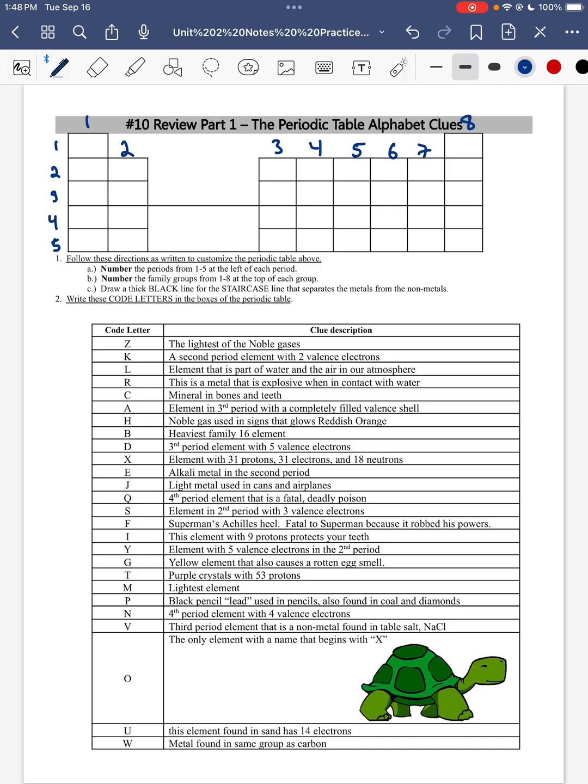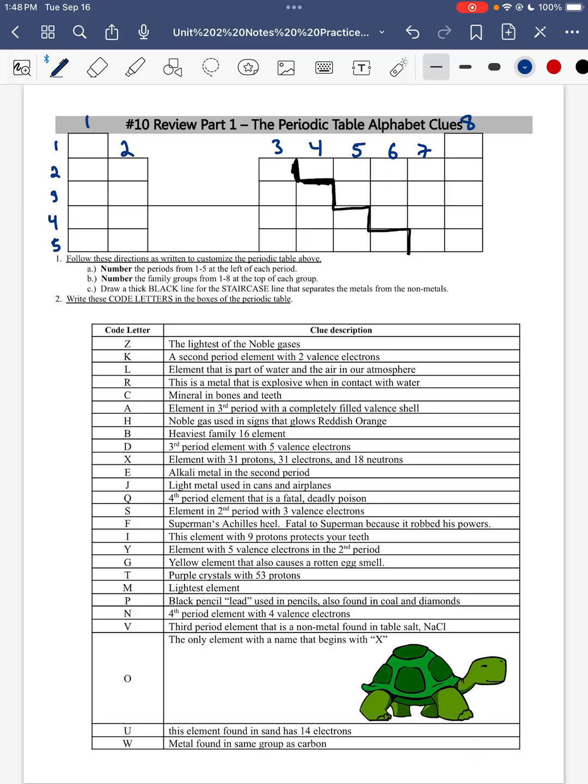So this is going to help me know what period I'm talking about and how many valence electrons the different elements in each group have. And it also asks to draw a thick black line for the staircase that separates the metalloids out. So I'll go ahead and do that here. And there's kind of a rough idea at where that is. Okay. Now we'll go through our different hints and clues to answer each question.